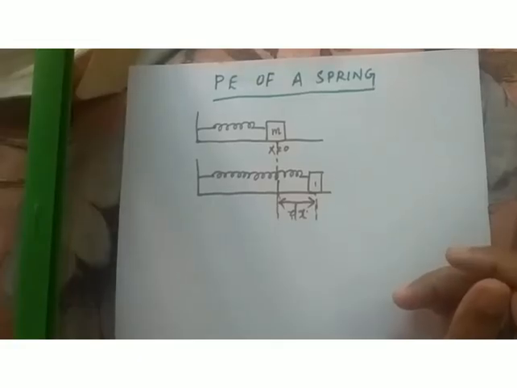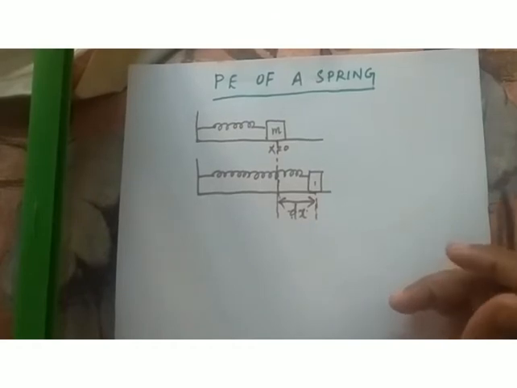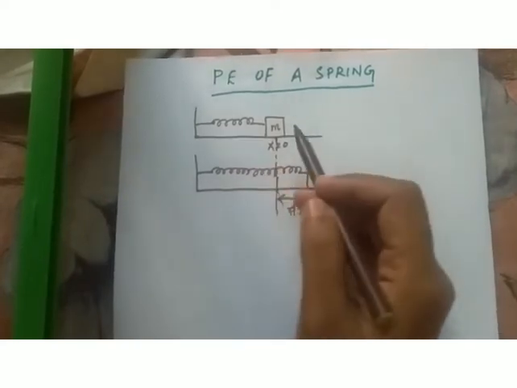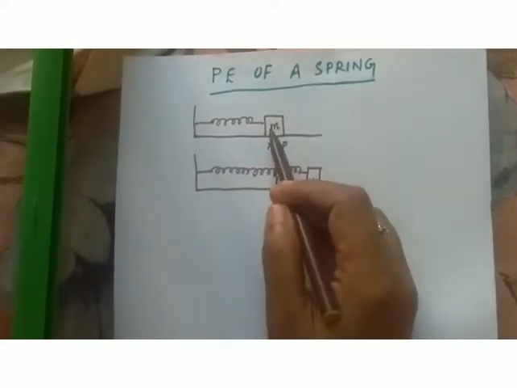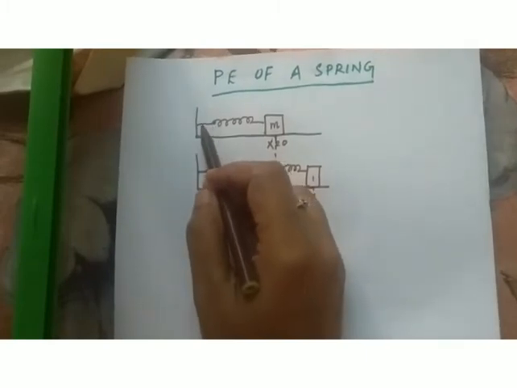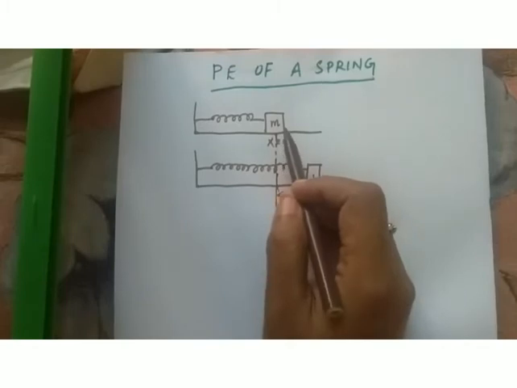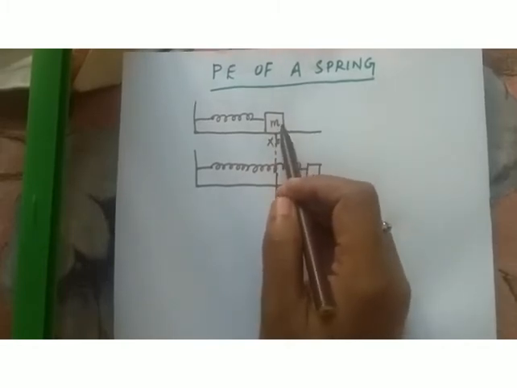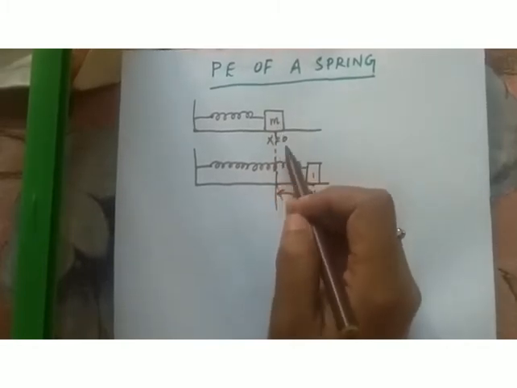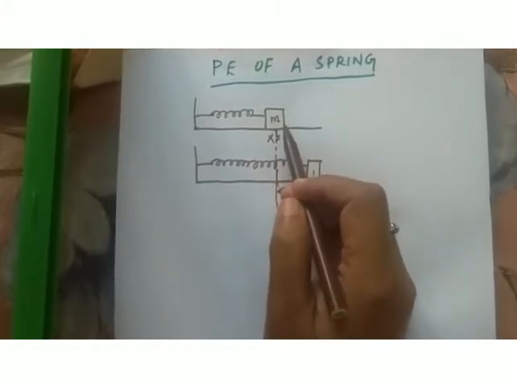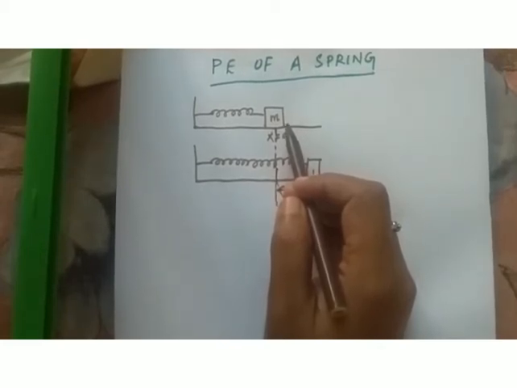Children, let's discuss the potential energy of a spring. So here in the figure you can see the spring. Now initially the spring is at rest. One end of the spring is attached to a rigid support and the other end is fixed to an object of mass m. This object is initially at rest. So the distance covered by the object, x, is taken as 0, and this is the mean position or equilibrium position of the object because the object is at rest.